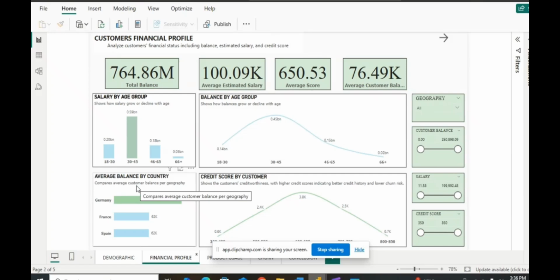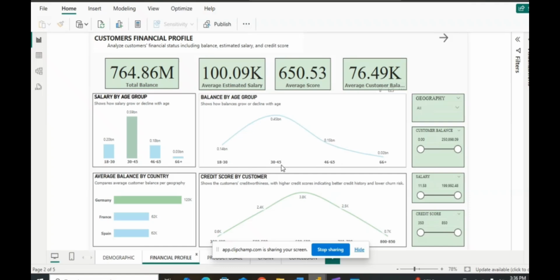So the next one we are going to be talking about is balance by age group. You can see that for 18 to 30, the balance by age group is 0.14. 30 to 45 has the highest. Then it slopes downward because most people have started retiring by this age. We have 0.15 billion compared to this one.